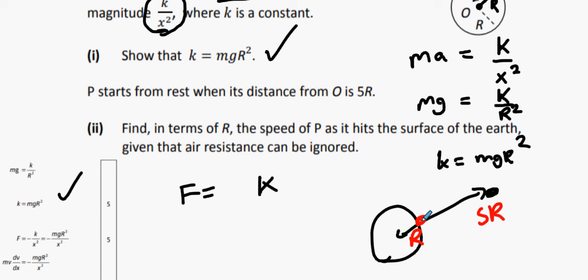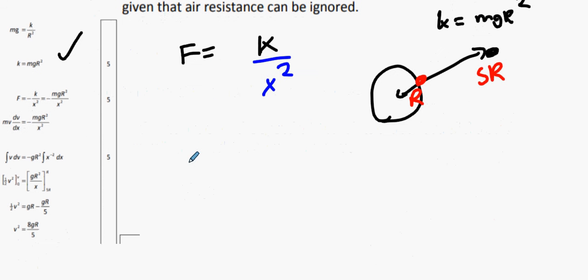Now, let's just roll with this for a minute and see what happens. I'm just seeing what happens if I disagree with the marking scheme. You can't just follow it blindly after all. Now, what's k over x squared? We good so far? Then ma is what? For force, what can I change k into? mgr squared over x squared, okay.